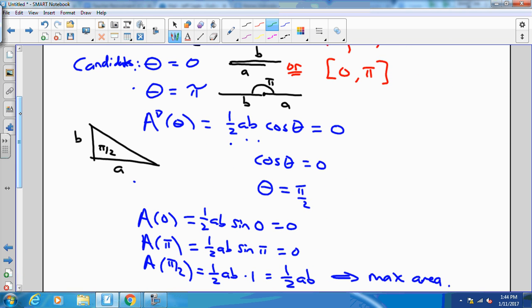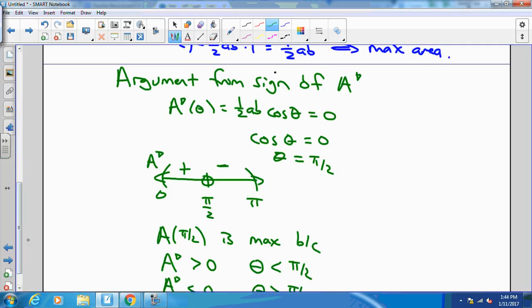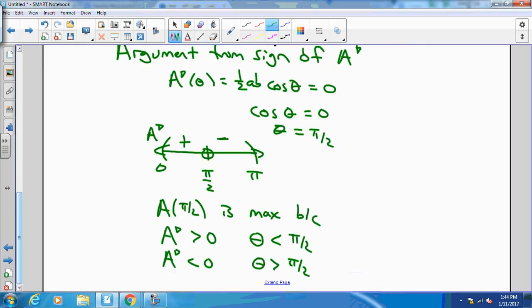So, which one do we like better? Here's my, in blue, here's my critical point endpoint method and the work that I had to do for it. In green, here's my argument from the sine of A prime and the work I had to do for that. Which one do you like better? You like the second one? How many of you like the first one better? Second one? Jennifer, you did both. You like the second one?